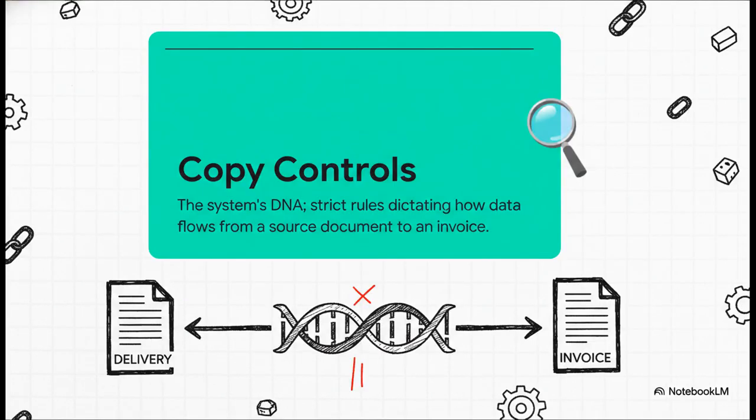The answer is a fascinating concept called copy controls. Honestly, the best way to think about this is as the system's DNA. It is a fundamental, totally unbendable set of rules that dictates exactly how information is allowed to be copied from one document, like a delivery confirmation, into another, like the final invoice. If that DNA code is wrong, the process just breaks.